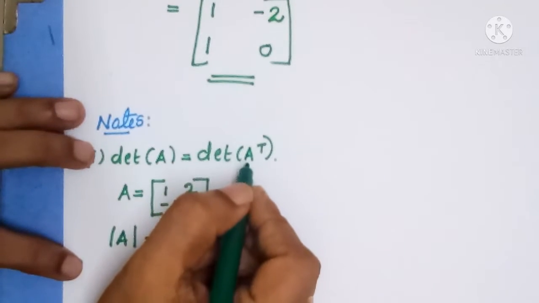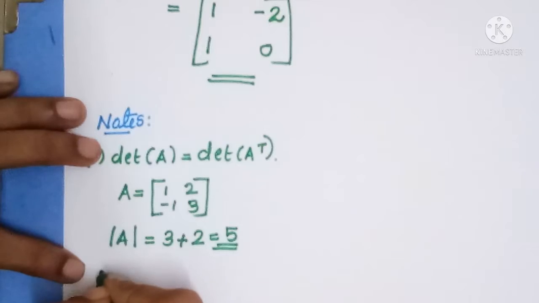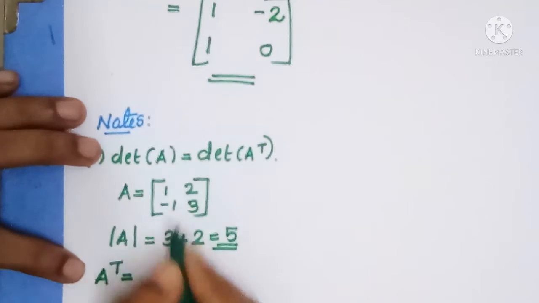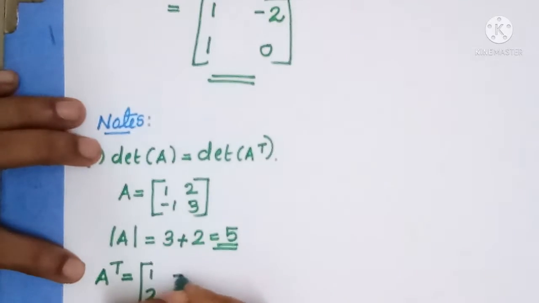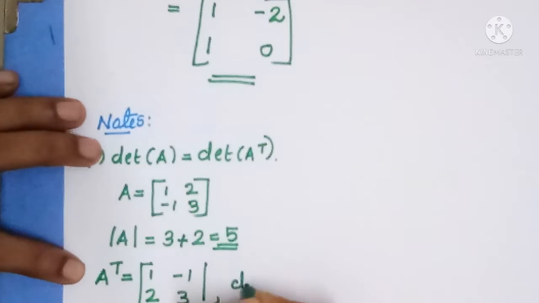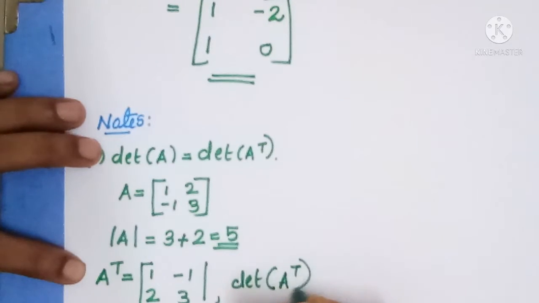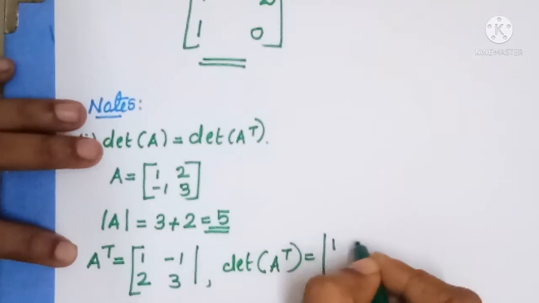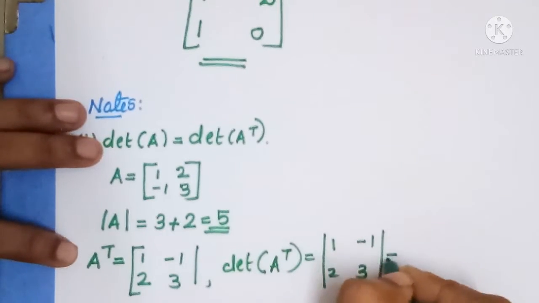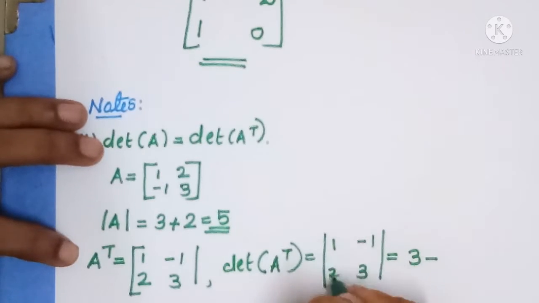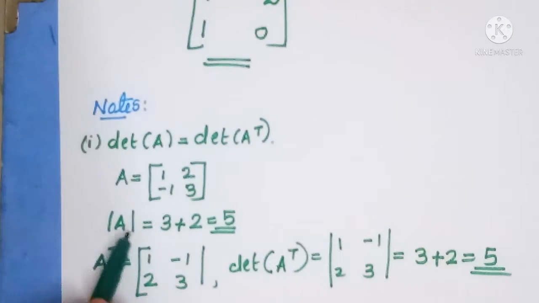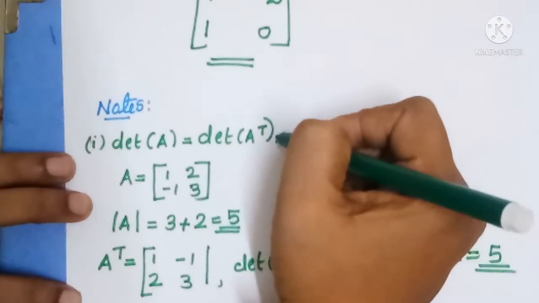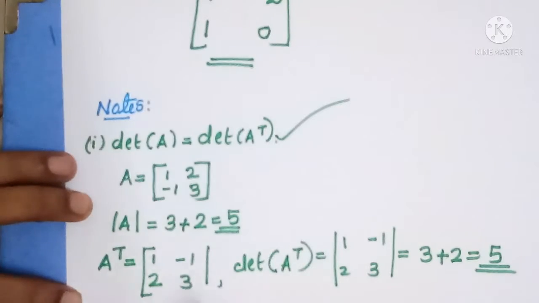To find the determinant of A transpose, first we should find what A transpose is. That means rows become columns. So we can write 1 2 minus 1 3. Then what is the determinant of A transpose? Determinant of 1 minus 1 2 3: 1 into 3 becomes 3, minus 2 into minus 1 becomes minus 2, so it becomes plus 2, giving 5. Here we get the determinant of A equal to the determinant of A transpose. This is the first note.